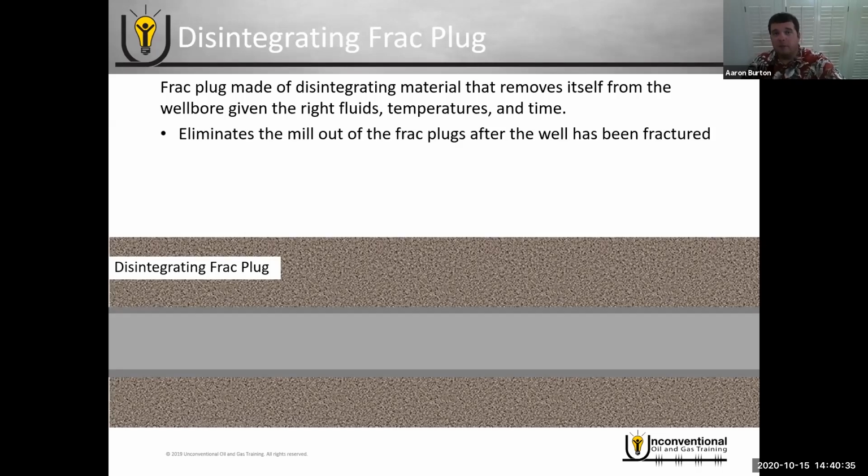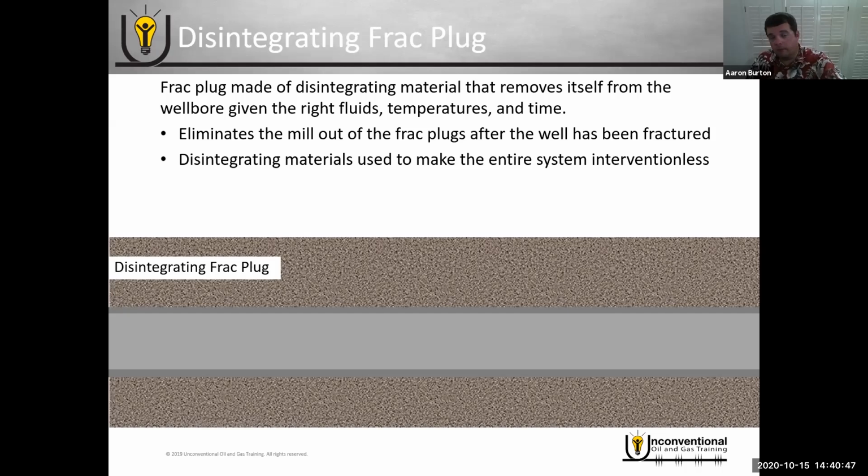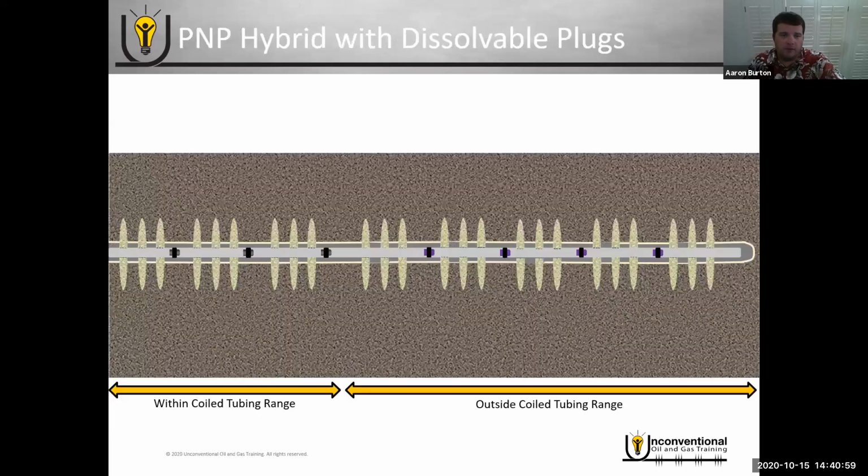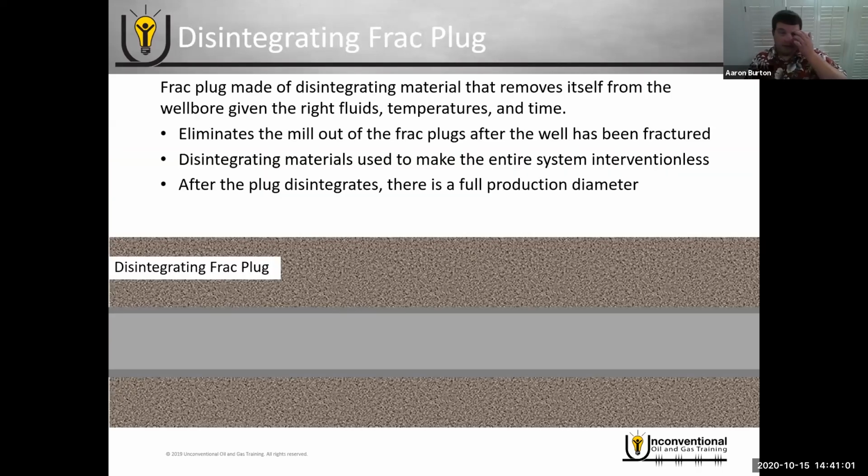So that helps eliminate the mill out of the plugs after the well's been fractured. So instead of composite plugs where you have to have that coil tubing or workover rig run to mill out, that saves additional time there. It makes it a completely interventionless system because you don't have to go in and mill out those plugs. And then after the plug disintegrates, there is a full production diameter as well. So with these types of plugs, there are two primary materials that are used. It can be a disintegrating alloy, or a disintegrating plastic.